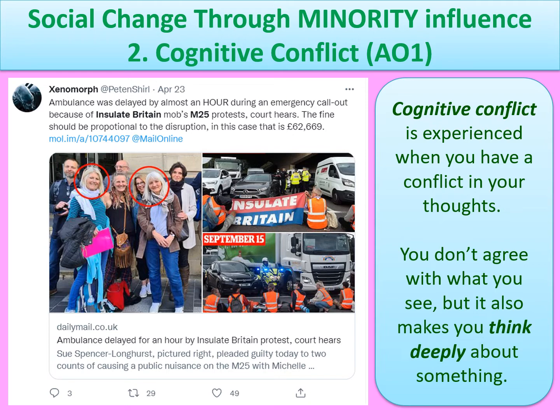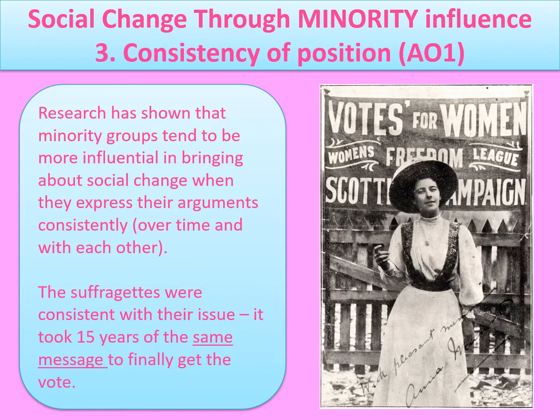They did a protest on the M25 that delayed an ambulance, and this was all over social media and the news. And so of course people are angry, and they're saying, oh, those people are so stupid, they stopped an ambulance getting through. But actually, what are they protesting about? Maybe we should be worried about climate change. Oh, well, I am worried about climate change, but they should not have stopped that ambulance. And so they're arguing, they've got cognitive conflict, and that argument is in their head, which means that minority group is in their head. The third process in social change for minority influence is consistency of position.